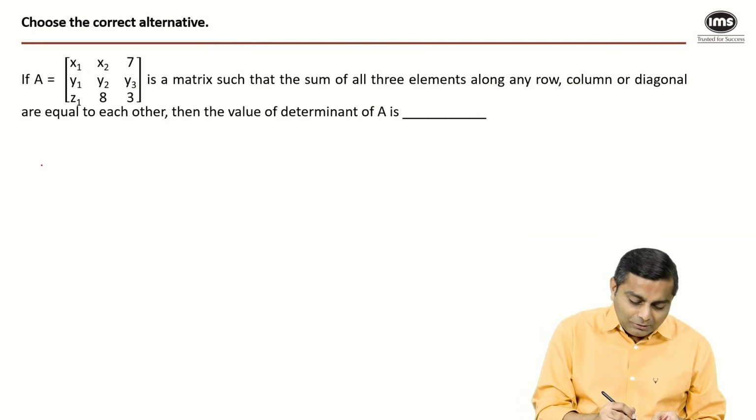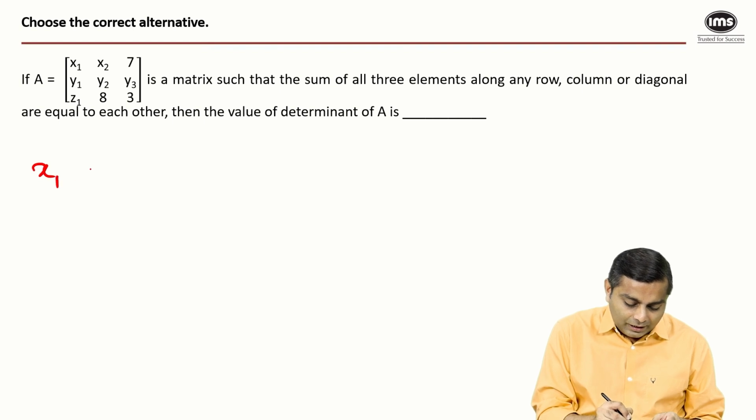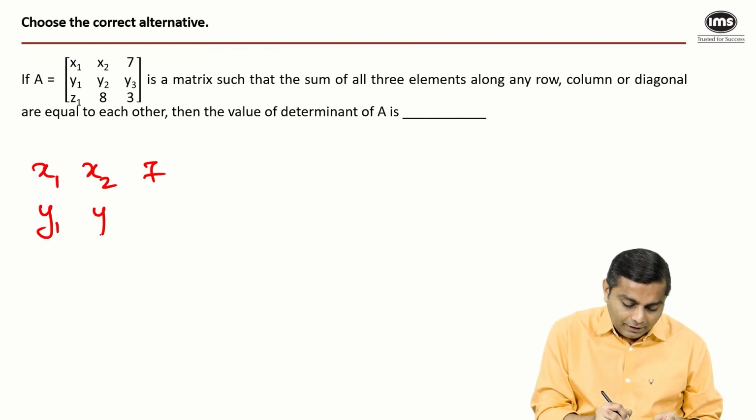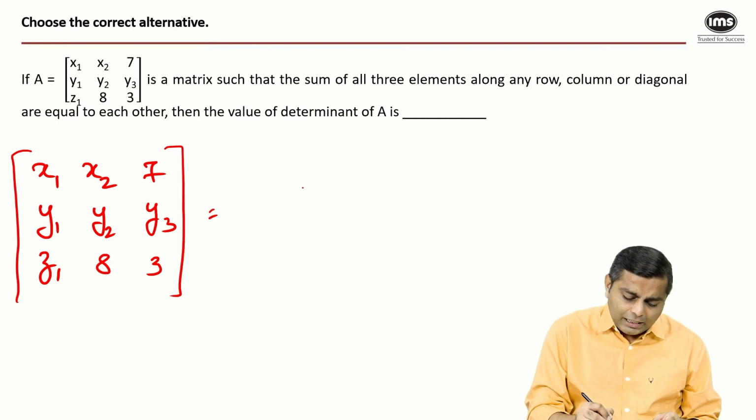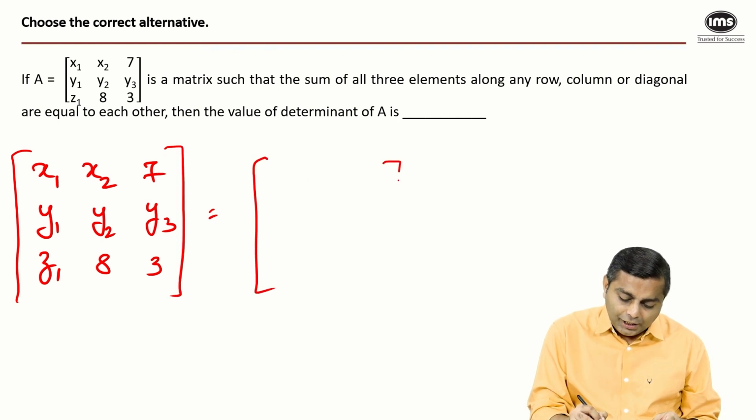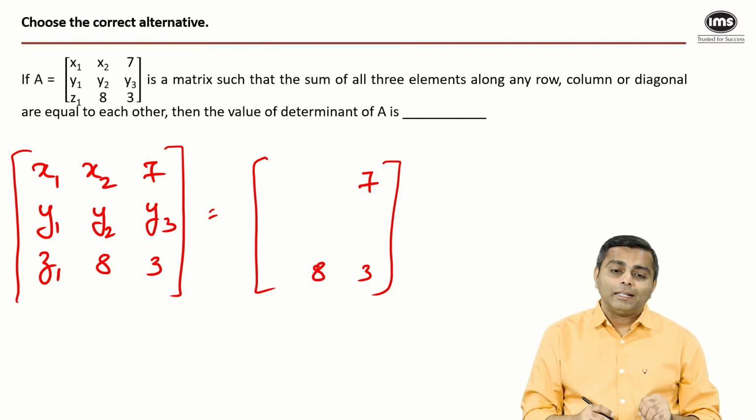Yeah, I'm just going to quickly write the whole thing once again so that I'm able to explain it better. X1, X2, 7 is my first row, Y1, Y2 and Y3, no values in the second row, Z1 and then 8 and 3. Now, this is equal to the values that I'm going to figure out on the go. What I know already is 7, I know 8 and I know 3. That's all that I know.